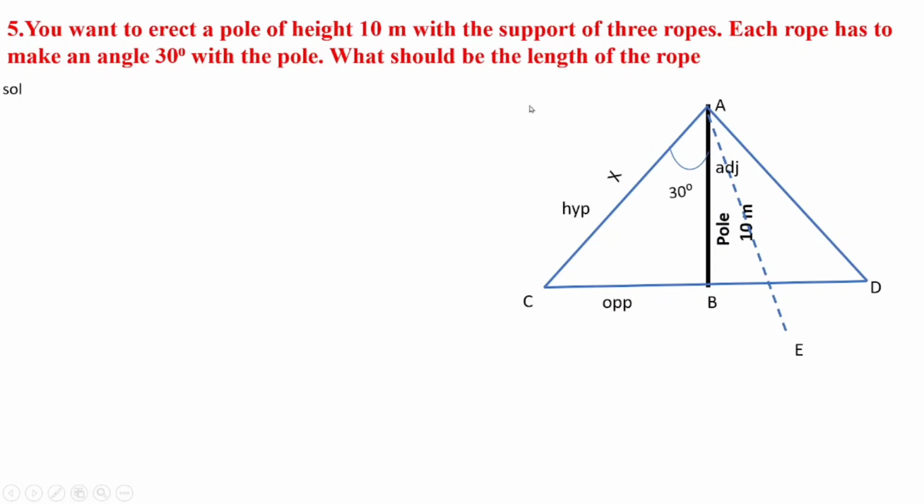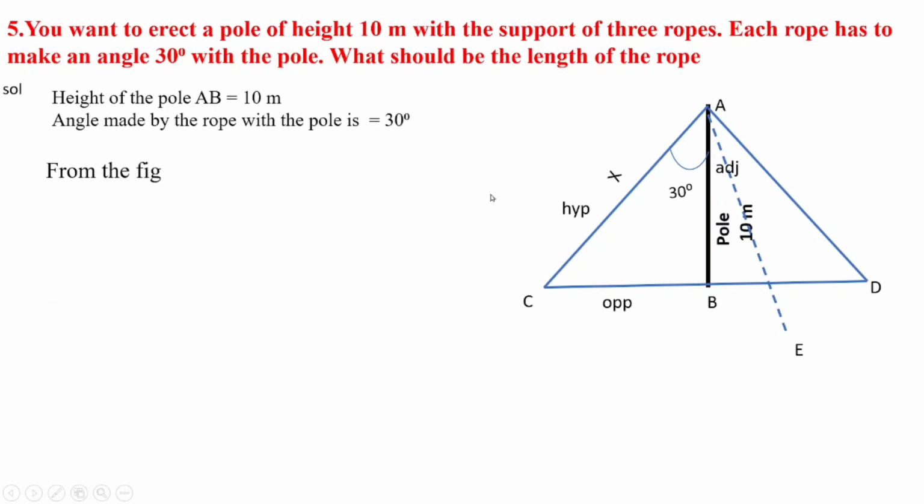Now let's take the height of the pole AB as 10 meter, and the angle made by the rope with the pole is 30 degrees. From the figure, which trigonometry ratio should I take? I have to find the value of x, which is the hypotenuse, and I know the value of the adjacent side. So I will take cos theta, which is the ratio of adjacent side to the hypotenuse. Here theta is 30 degrees, the adjacent side is 10 and the hypotenuse is x. So I substitute 30 for theta, 10 for adjacent and x for hypotenuse.